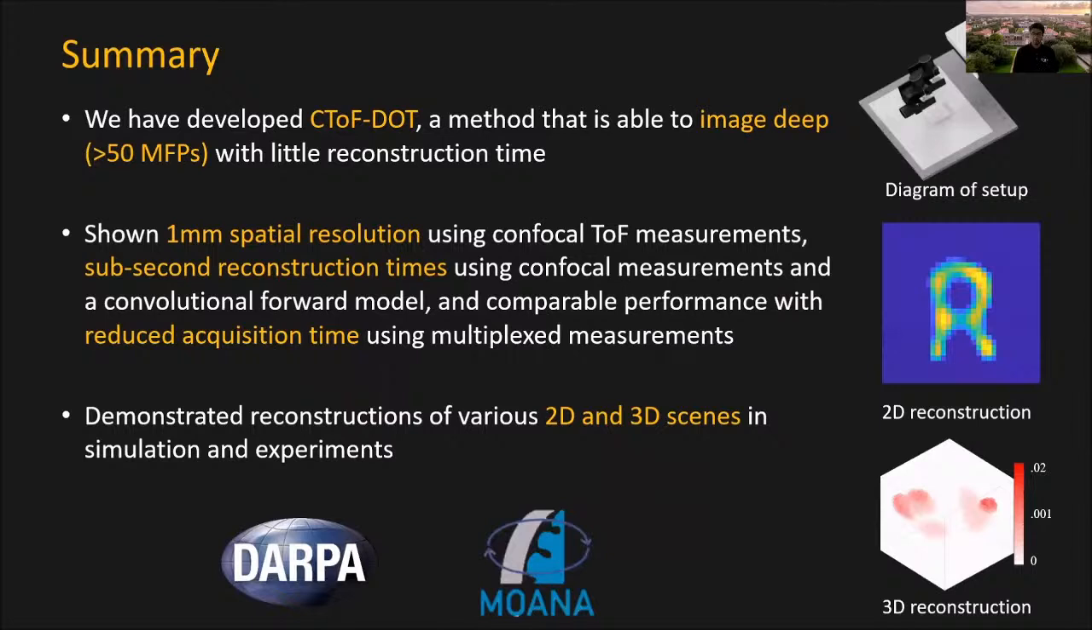To summarize, we developed CTOF DOT, a method that provides high-resolution, deep imaging into scattering tissue. It is capable of millimeter resolution with sub-second reconstruction times, and with the help of multiplexing can reduce acquisition time. We have shown CTOF DOT perform in simulation and experiments using both 2D and 3D geometries. We hope CTOF DOT can bridge the gap between ballistic techniques and traditional DOT approaches by providing high-resolution, deep imaging.